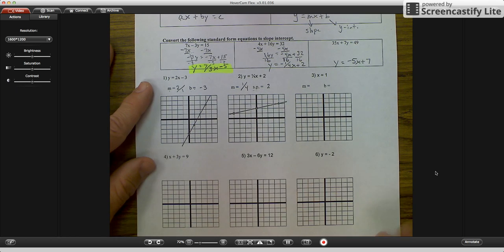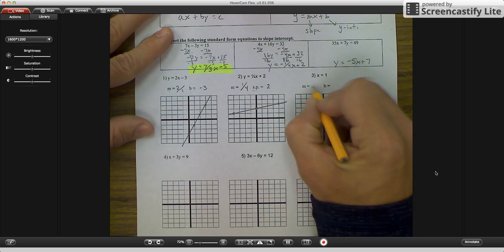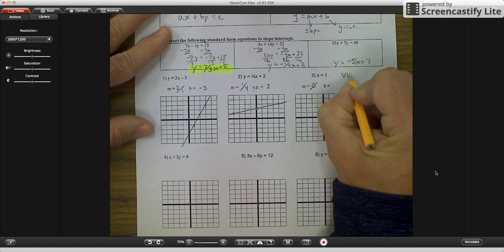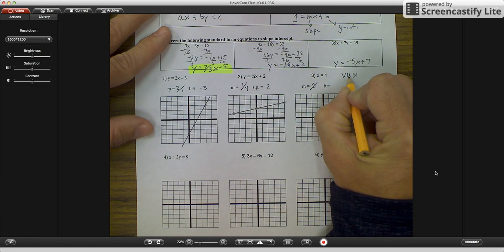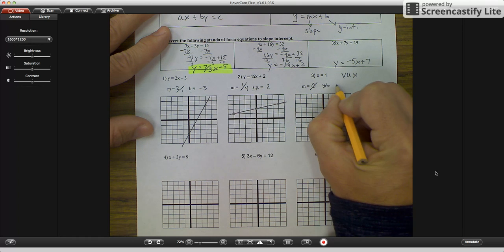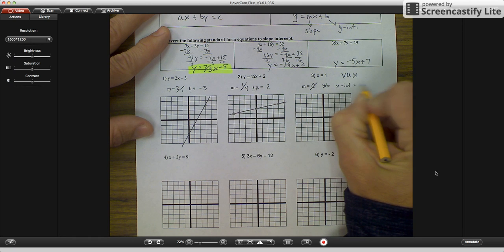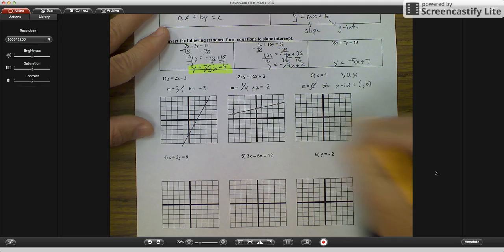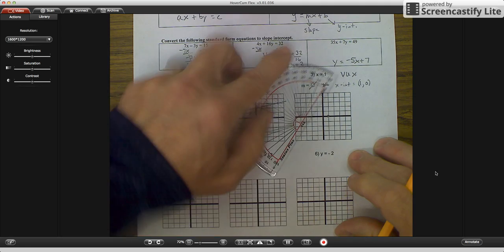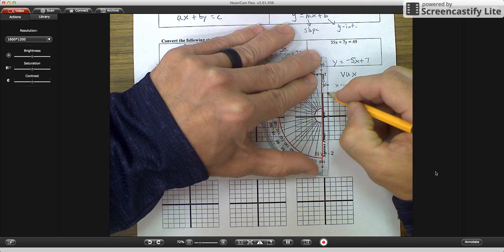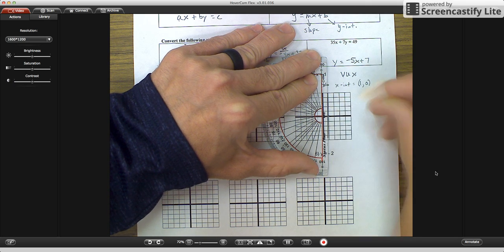Okay, our third one, x equals 1. Well, our slope in this case is undefined because it's a VUX, if we remember that. VUX: vertical line, undefined slope, x equals a value. And our b, it's not a b, it's an x-intercept. And the x-intercept is equal to (1, 0). So we go to 1 on our x-intercept, and then every other point where x equals 1 is a solution. So we draw our vertical line just like that.